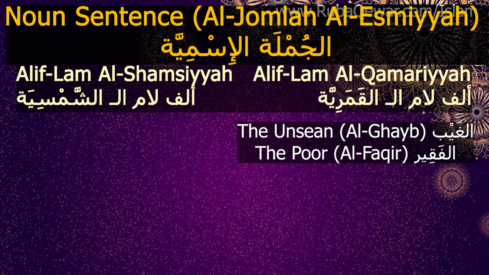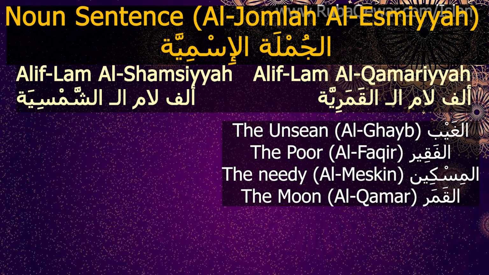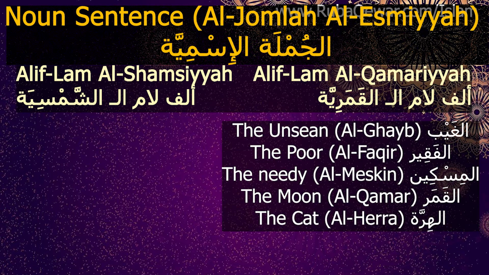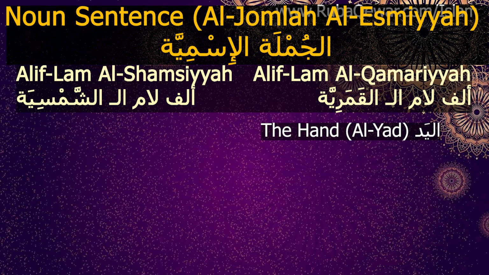الفقير, poor. Okay, الفقير means the one that does not have money. المسكين does not have enough money, like he can barely manage. القمر means moon. الهرة, cat. الوزة means goose. اليد, hand. صحيح. So you can just practice on these in your reading when you are alone.